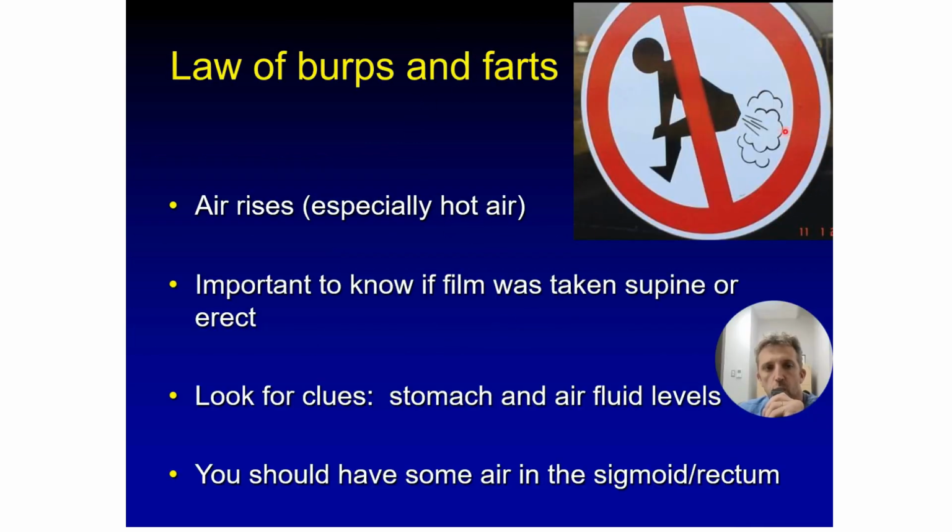Remember, air rises, so it's very important to know how the film was taken. Was it taken supine or erect? Because obstruction and free air will look different. So how do we know? Well, a lot of times it will be labeled, but if it's not labeled, look for clues. Look for air fluid levels, especially in the stomach.